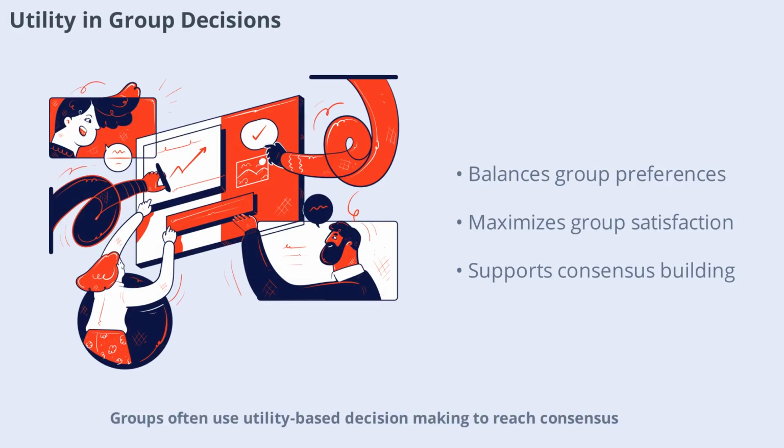Groups often use utility-based decision-making to reach consensus. By discussing the utility of different options for each member, groups can find solutions that maximize overall satisfaction. This approach is useful in families, teams, and organizations, helping to balance diverse preferences and achieve shared goals.